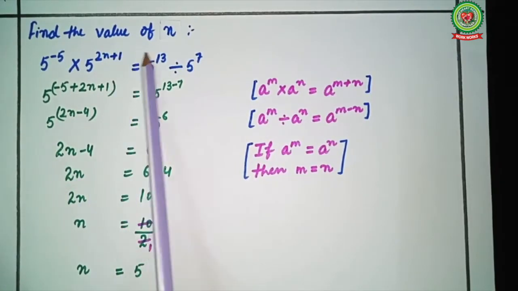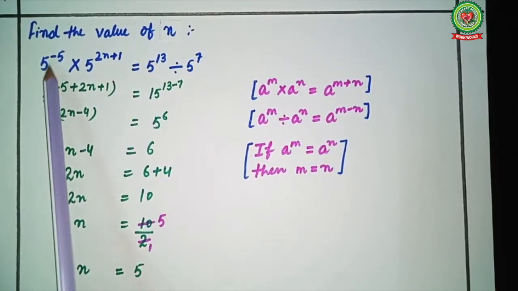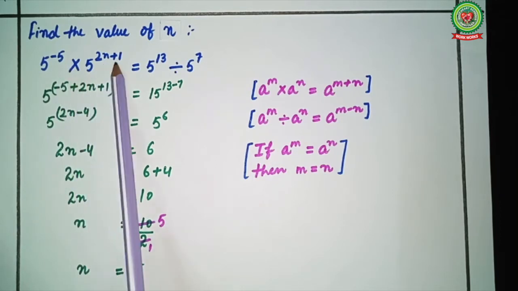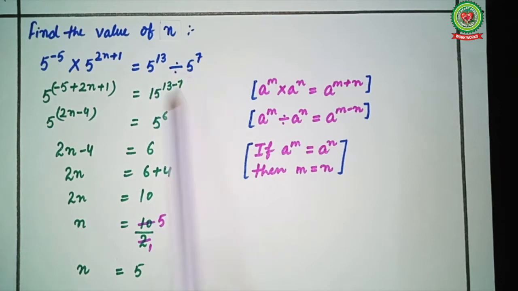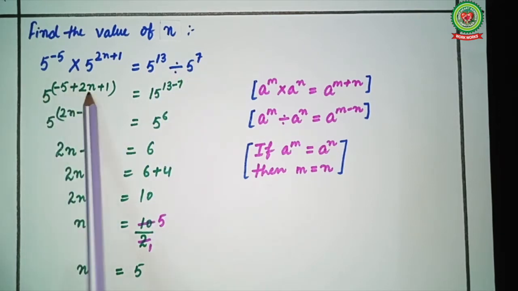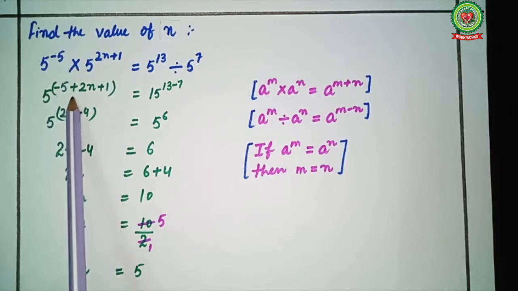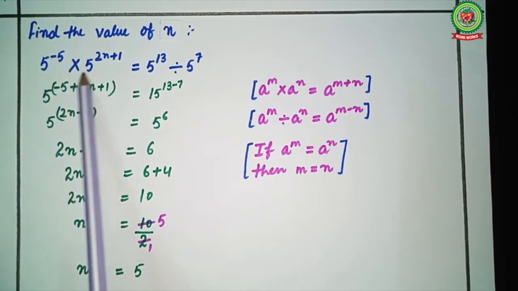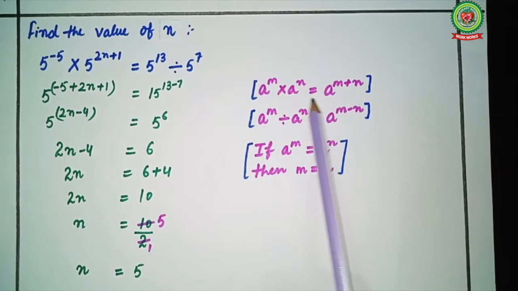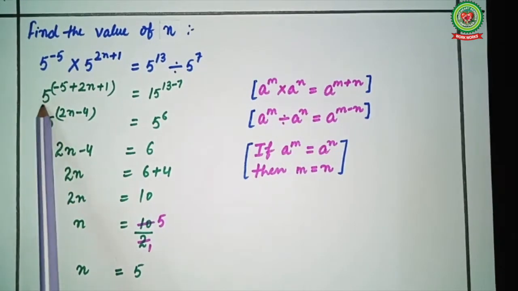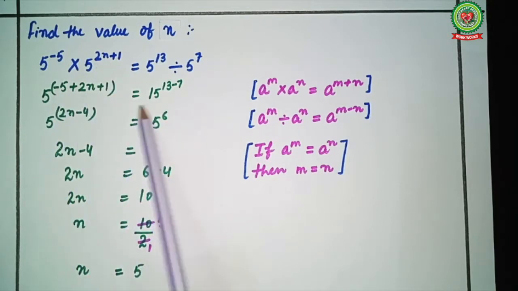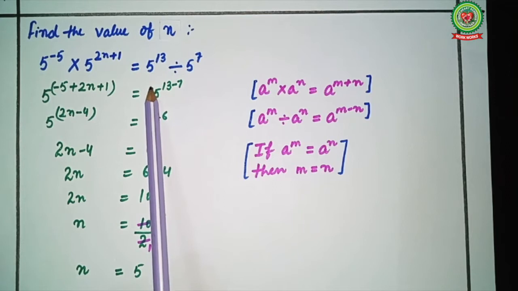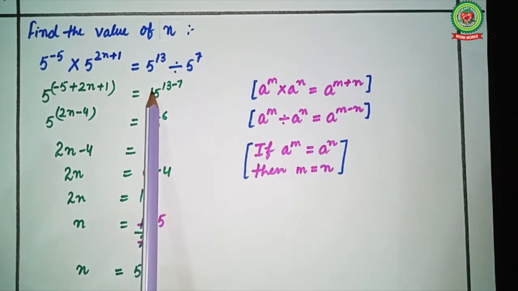Next one is, find the value of n. The statement is 5 raised to power minus 5 multiplied by 5 raised to power 2n plus 1 is equal to 5 raised to power 13 divided by 5 raised to power 7. Now how to solve this question? We have to apply the laws over here. Here you can see that 5 multiplied by 5, that means the bases are the same, so the powers will be added. We will apply this law and write the laws side by side. So here we will write 5 raised to power minus 5 plus (2n plus 1) in a bracket is equal to 5 raised to power 13 minus 7, right?